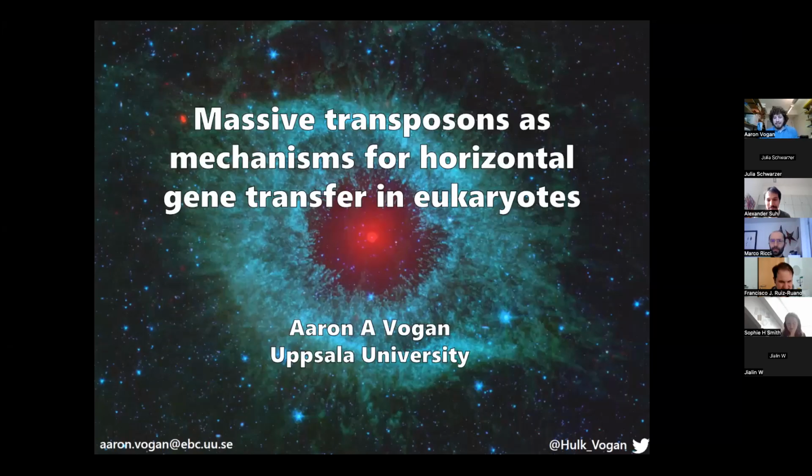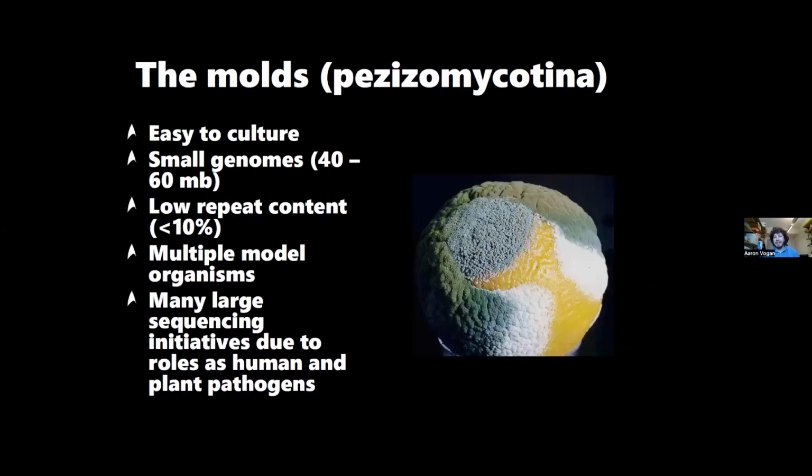I'm Aaron. I'm an independent researcher here at Uppsala University, and I sort of made the title a bit more vague, saying that I was studying horizontal gene transfer in eukaryotes. Really, it's in fungi. And so I'll give a little bit of background to that, but I think all of the methods certainly and the comparative genomic aspects will be applicable to everyone, I hope.